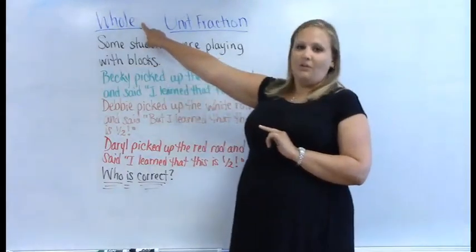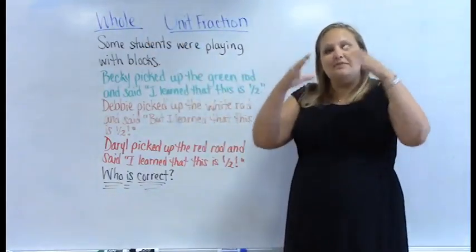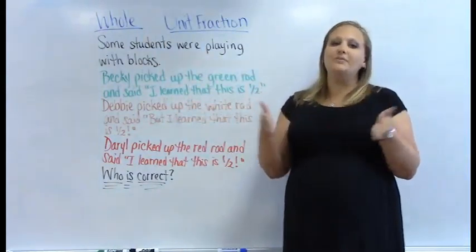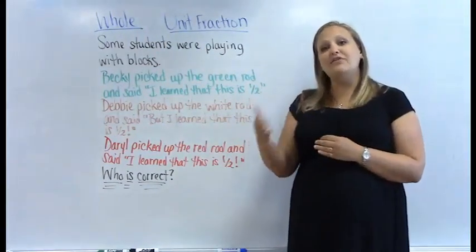The first is the whole. That means the thing that is being divided up into equal pieces. For example, a pizza, or it could be a tray of brownies, or it could even be a football field.